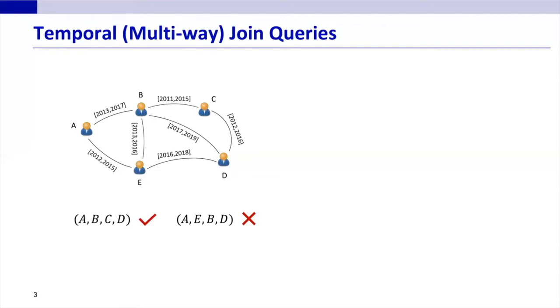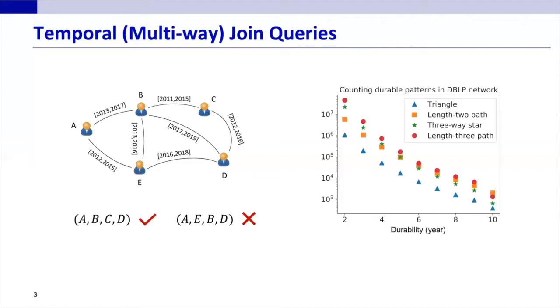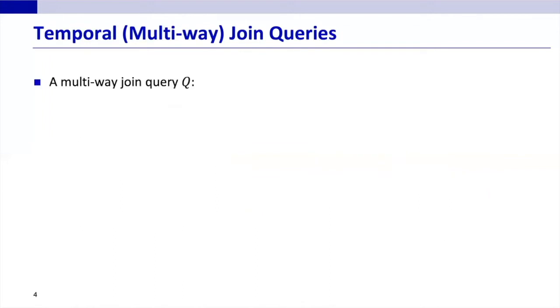One may further consider finding durable collaborations, which have persisted in the database for a sufficiently long time. For example, this figure counts the number of such patterns in the entire DBLP collaboration graph at different durability threshold levels. Now, let me give a formal definition of temporal multiple joints.